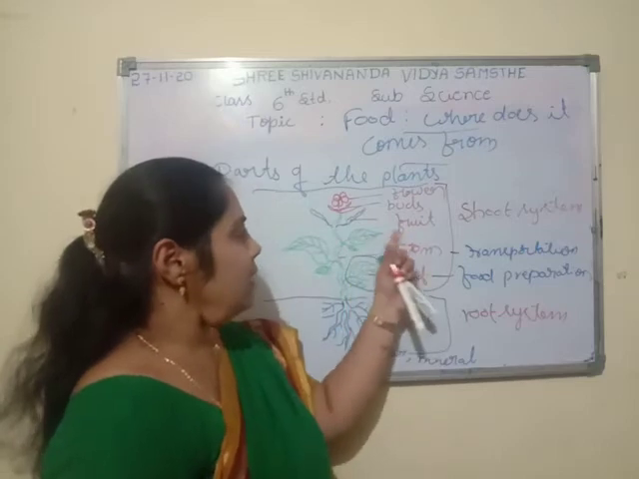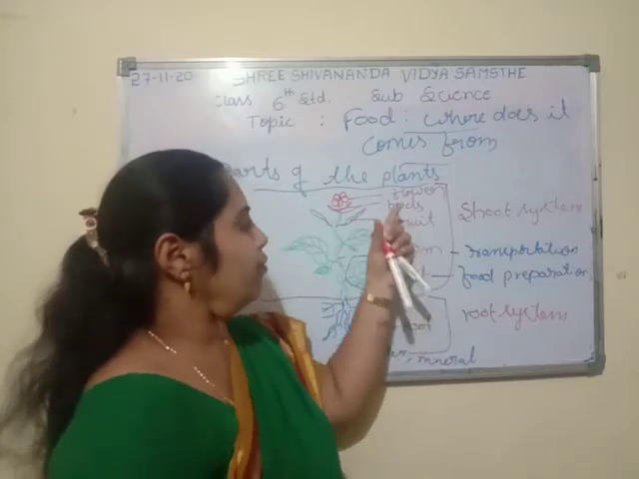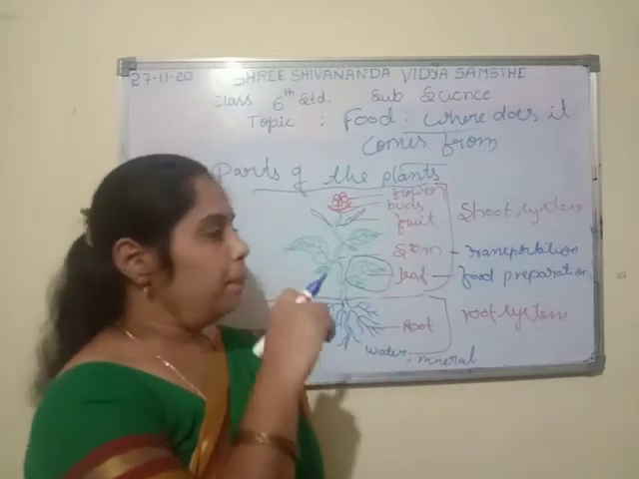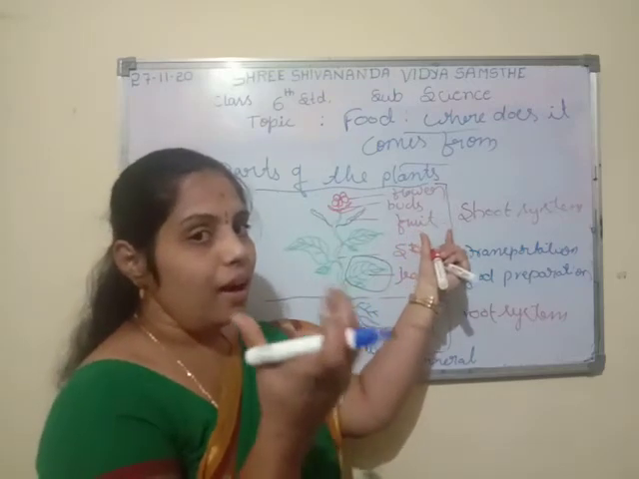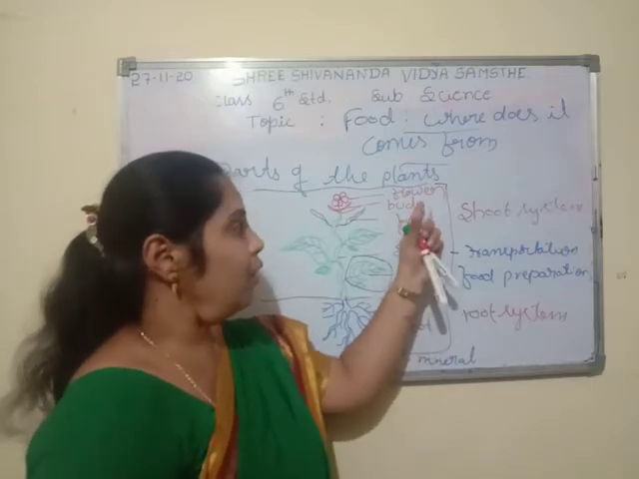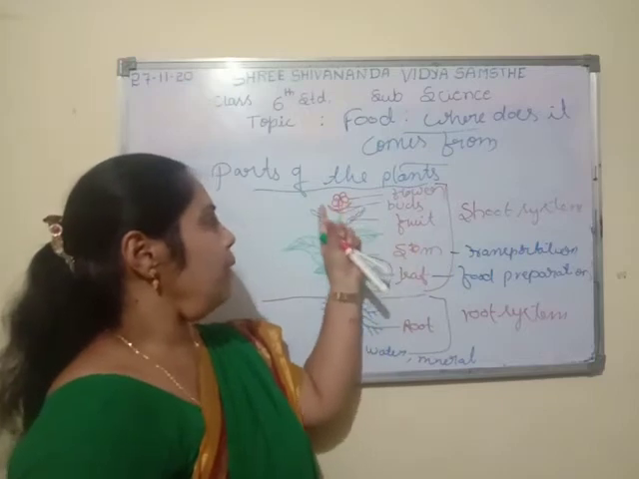And the next one is the fruit. This is the fruit, where the completely prepared food is stored. Fruit means hannu. So food is prepared in the leaf, but stored in the fruit. Yes, right? So the next very important part is the flower.